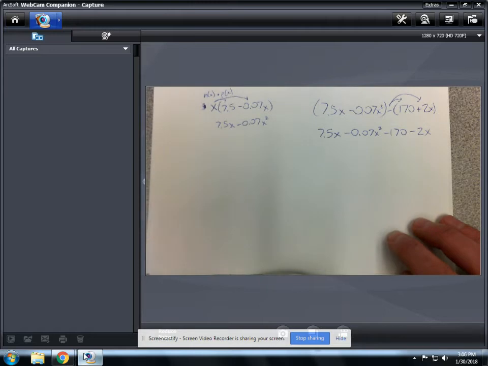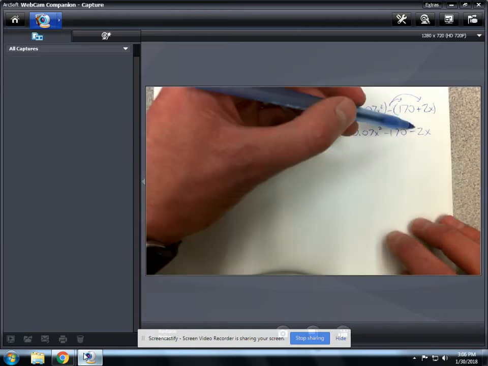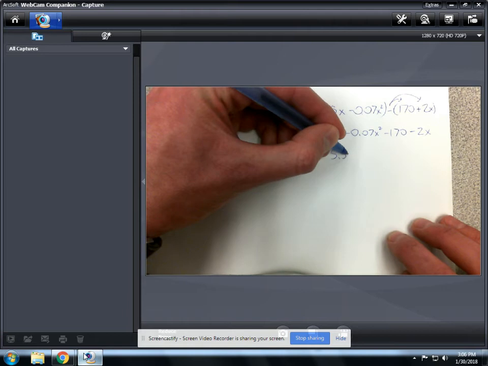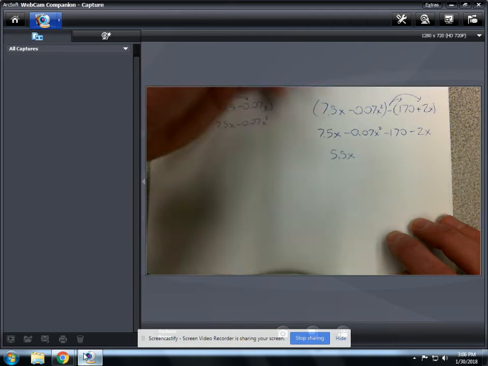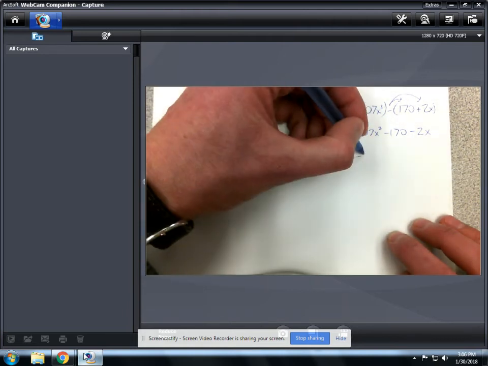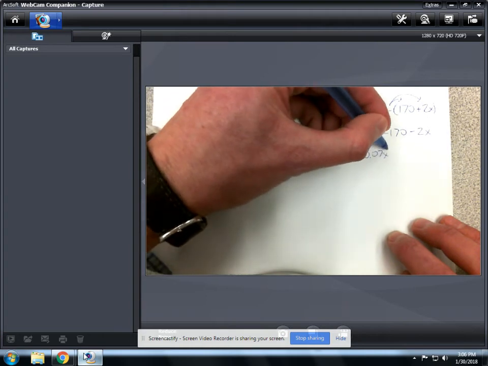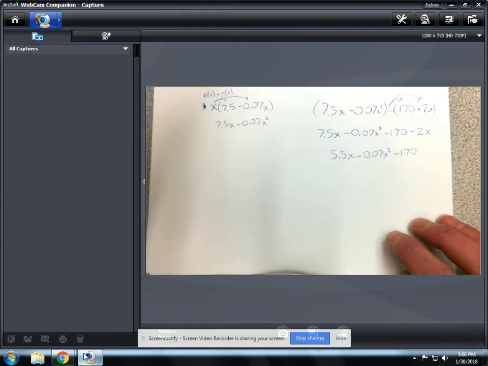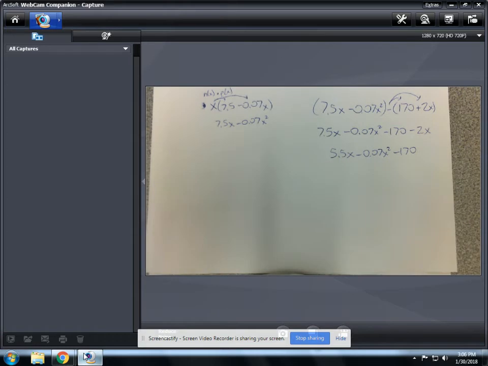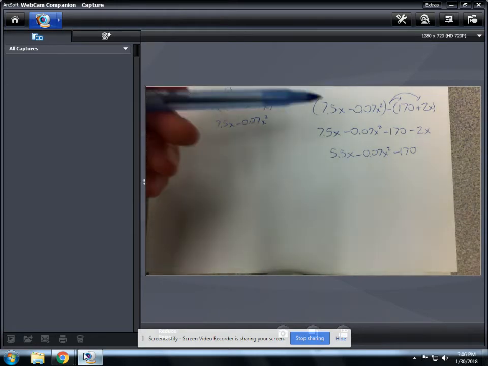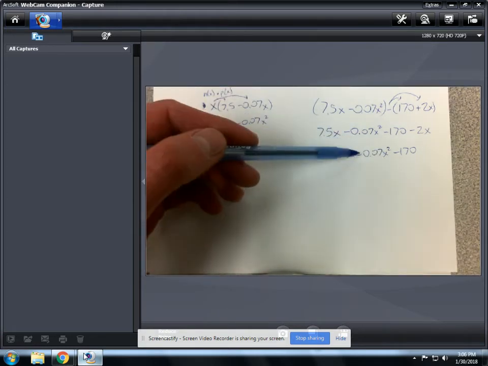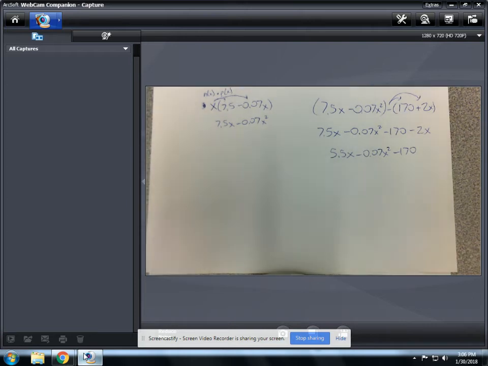I can combine my like terms, so 7.5x minus 2x, 5.5x, and that's all the like terms I have. So I've got 7/100 x squared minus 170. And again, proper decorum would say put the x squared first. So it'd be negative 0.07 x squared plus 5.5x minus 170 would be the pinky out correct way to do it.